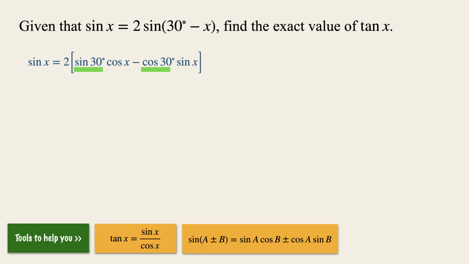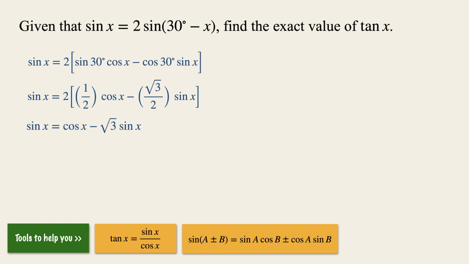Now let's try to simplify the terms over here using the trigo special angles. Now this will then give us the exact value for sine 30 and cosine 30 degrees. Sine 30 is equals to half, and cosine 30 degrees is equal to square root 3 over 2. Now let's try to multiply in 2 so that we can simplify each terms within the bracket. So doing so, we will have sine x equals to cosine x minus square root 3 sine x.